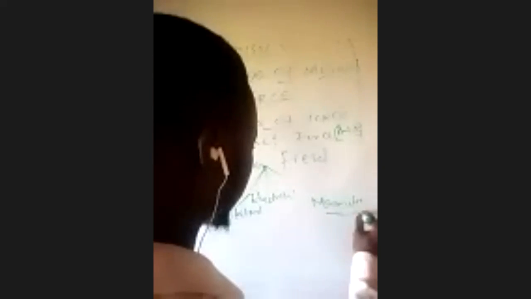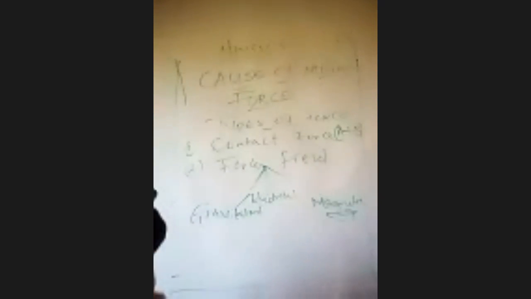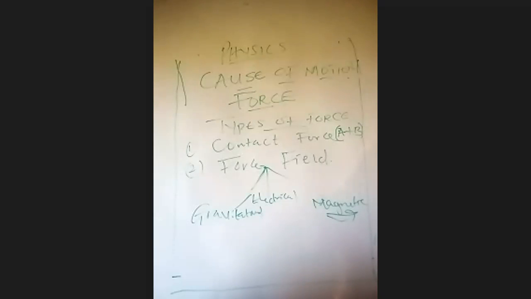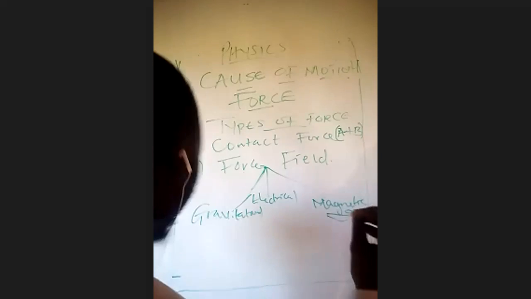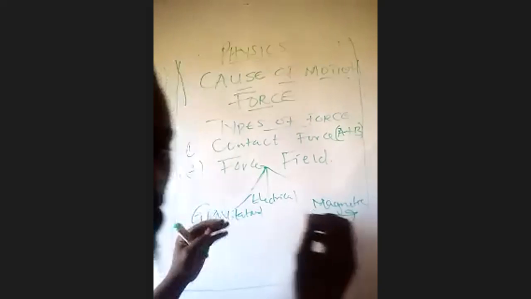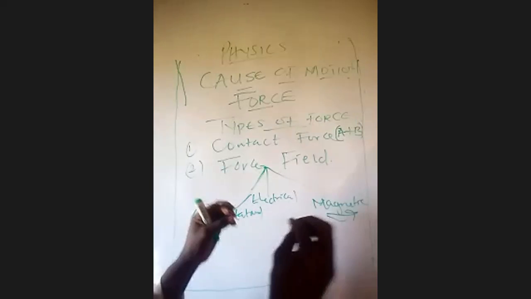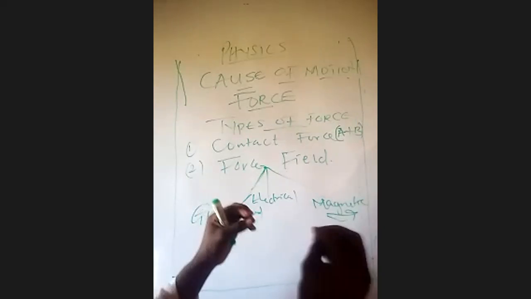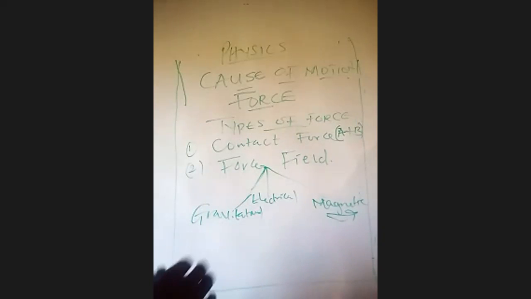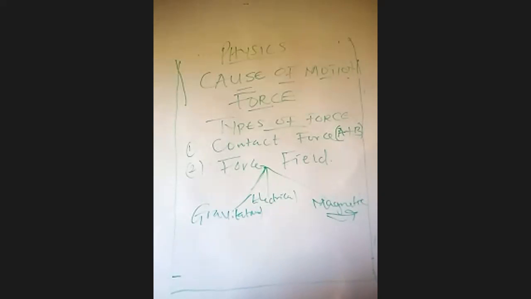Now, let's talk about the magnetic force. Magnetic force exists around a bar magnet. When you put two bar magnets, or a bar magnet with a metal object, for the forces to attract, it doesn't need contact. It doesn't need contact before it can move. So it's another example of force field. Magnetic force is the force that exists around the bar magnet.